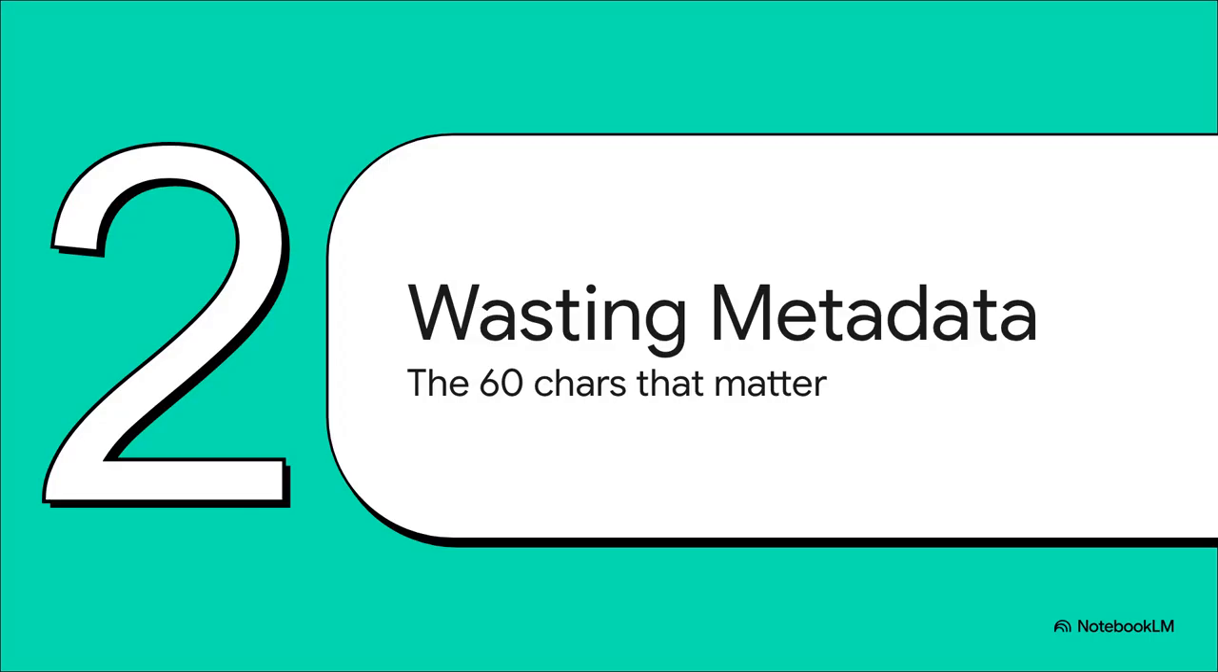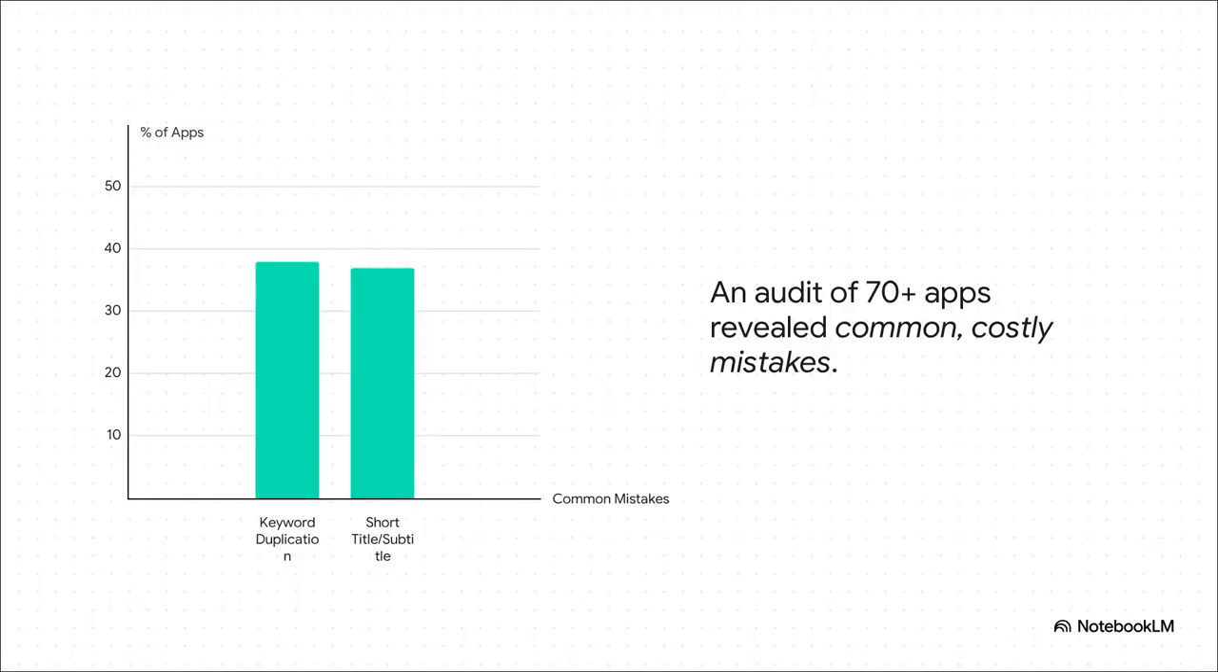Okay, so you've got your keyword list sorted. Now let's talk about the real battleground, your app's name and its subtitle. You get 30 characters for each. Those 60 characters combined, they are, without a doubt, the most powerful real estate you have in the entire App Store. They carry more weight with the ranking algorithm than anything else. And you might think, oh, everyone knows this. Well, think again. An audit of over 70 apps turned up some pretty shocking stats. Get this, 38%, almost 4 out of 10 apps were duplicating keywords. And just as bad, 37% weren't even using all the space they were given. They are literally leaving free ranking power on the table.